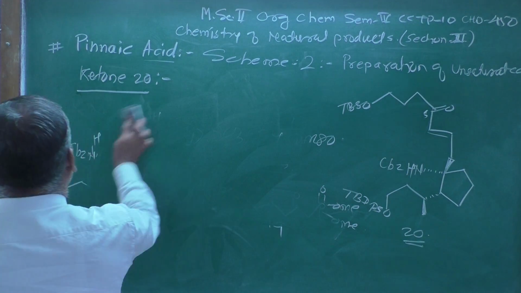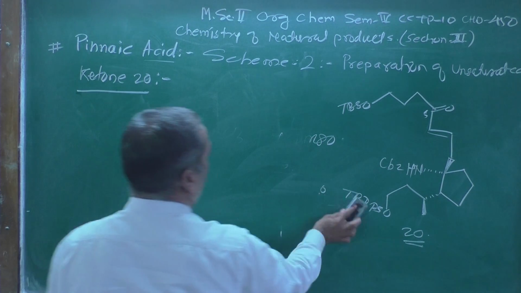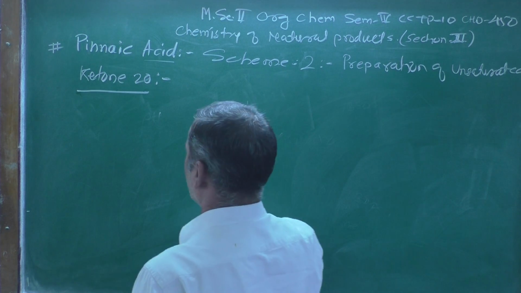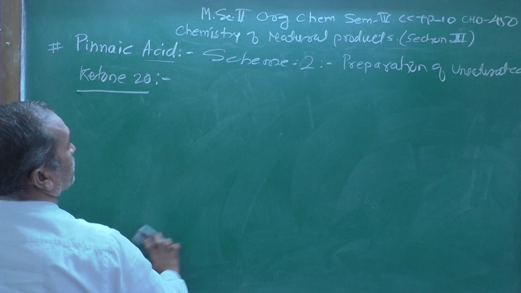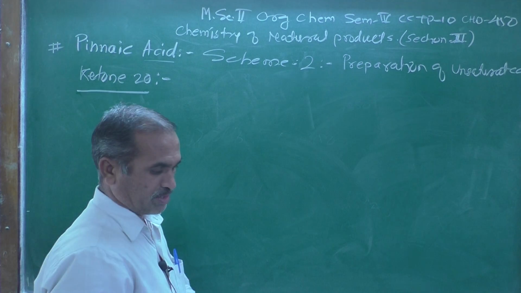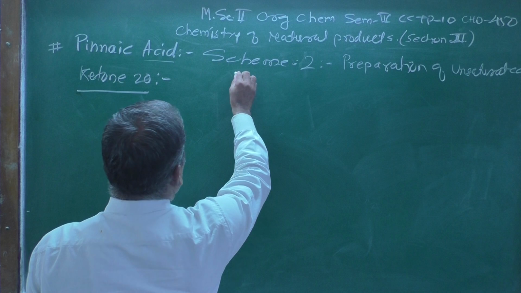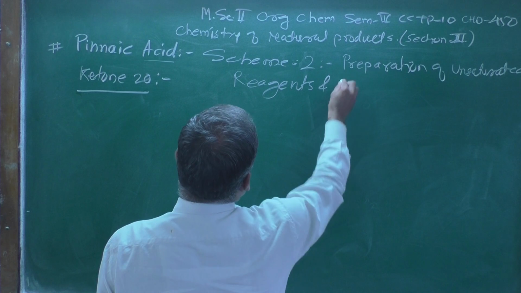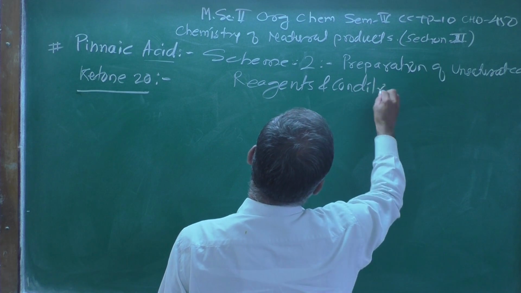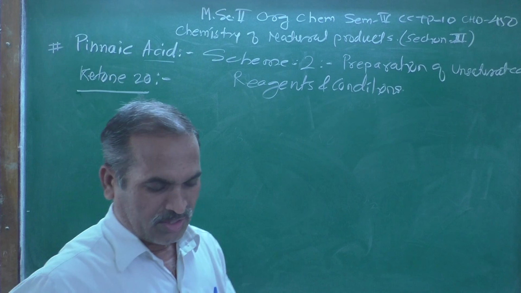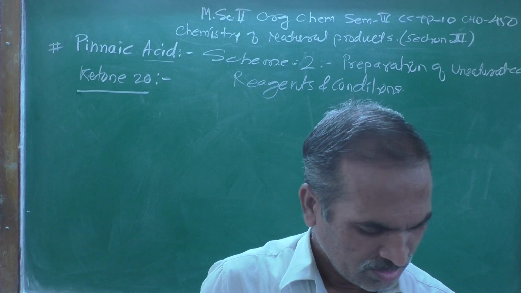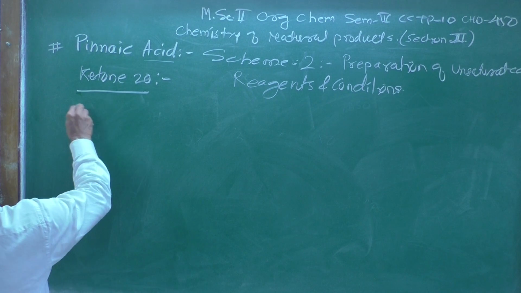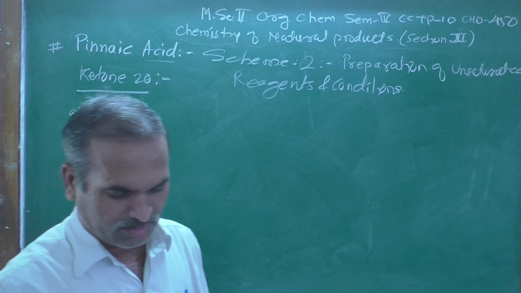So, let us begin with the reagents and the conditions which they have used during this preparation of unsaturated ketone 20. Let us see the reagents and the conditions. Now, here the reagent A is structure number 11.